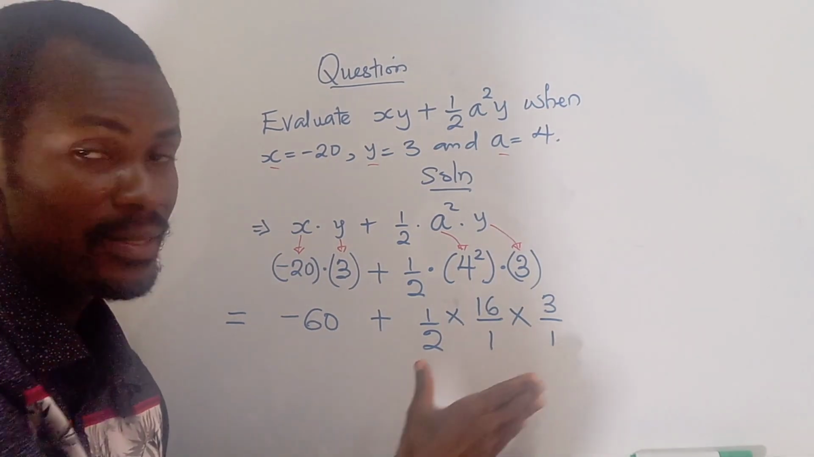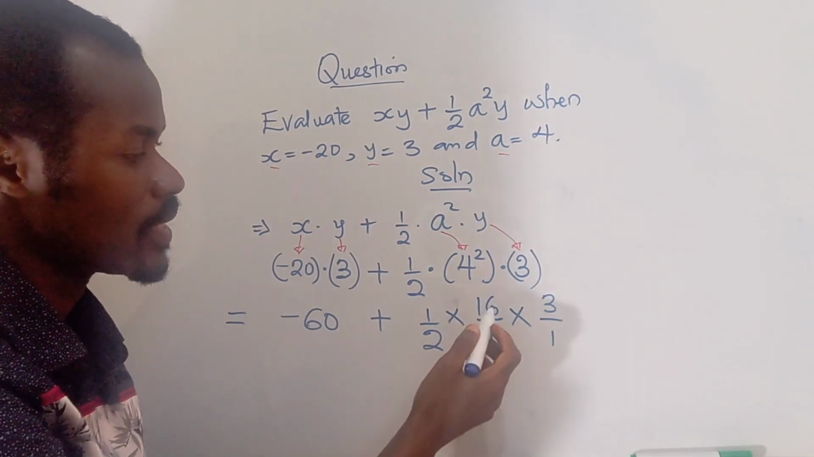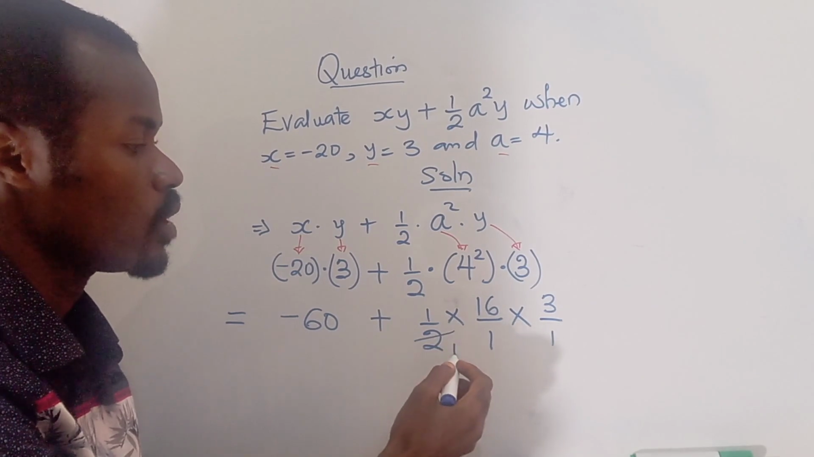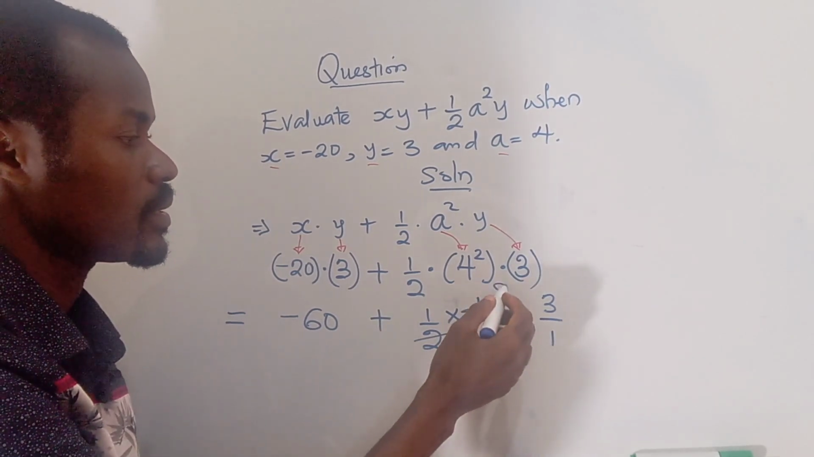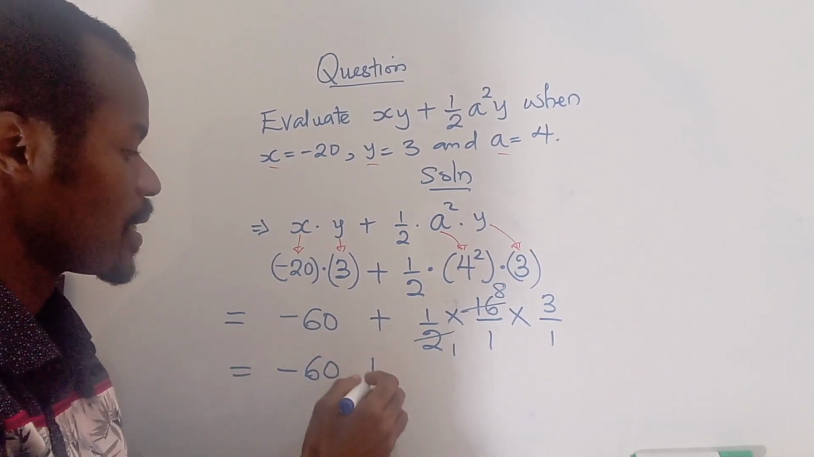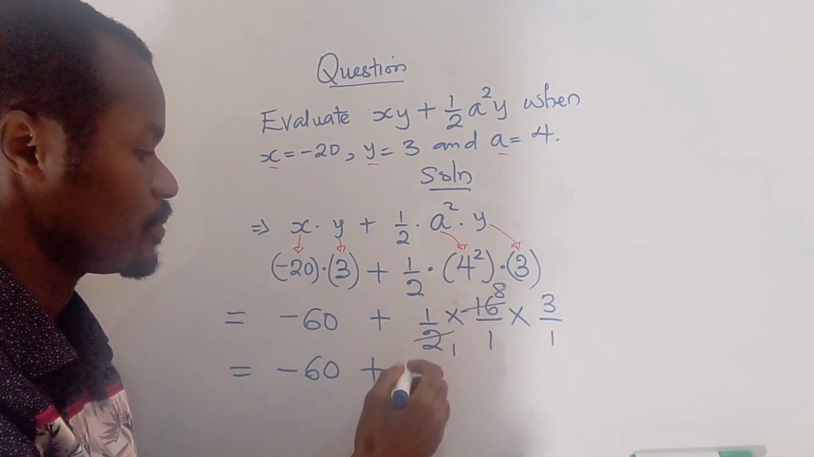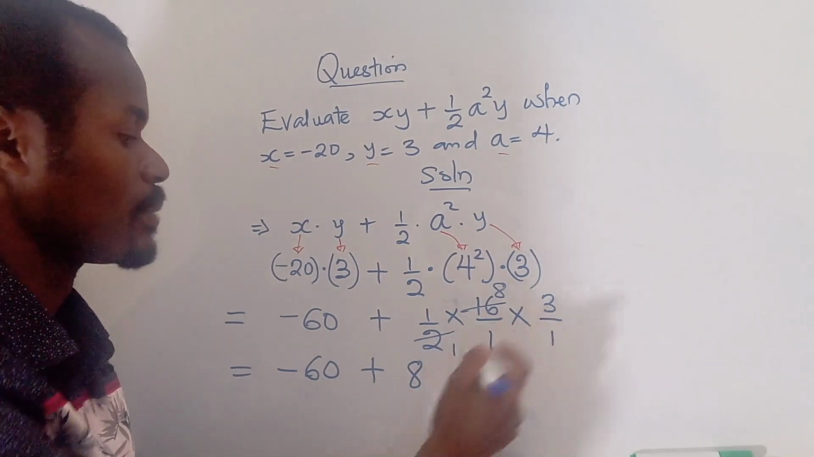Now, at this part, we can see that some things can cancel. So 2 can cancel this: 2 cancel this is 1, and 2 cancel this is 8. So we have this as minus 60 plus 8 times 3, or 1 times 8 is 8, and times 3.